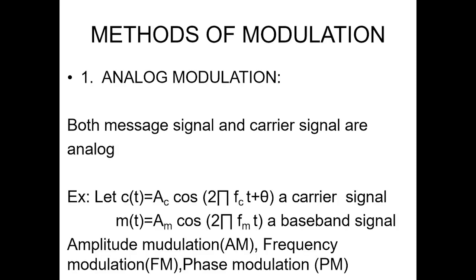Now we'll consider methods of modulation. The first one is analog modulation. Here both the message signal and carrier signal are analog. If I consider c(t) as the carrier signal and m(t) as the baseband signal, we have different types of analog modulation possible: amplitude modulation AM, frequency modulation FM, and phase modulation PM. All these are analog modulation, which means both the message signal and carrier signal are continuous or analog.